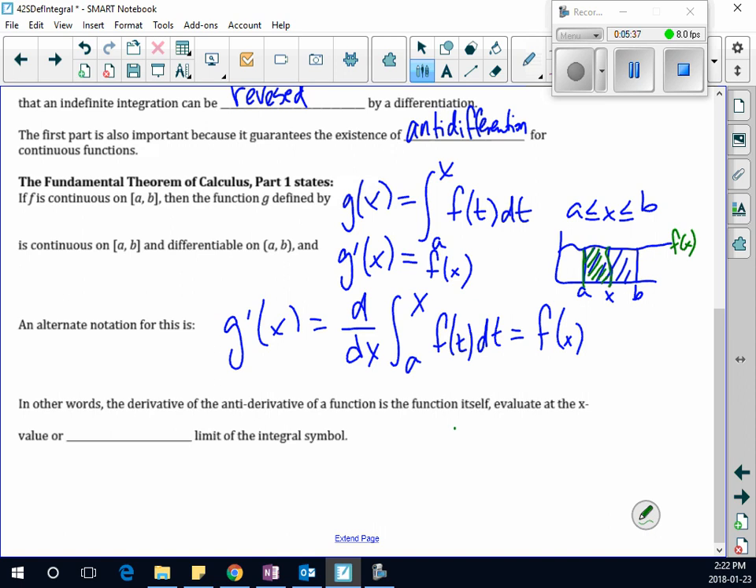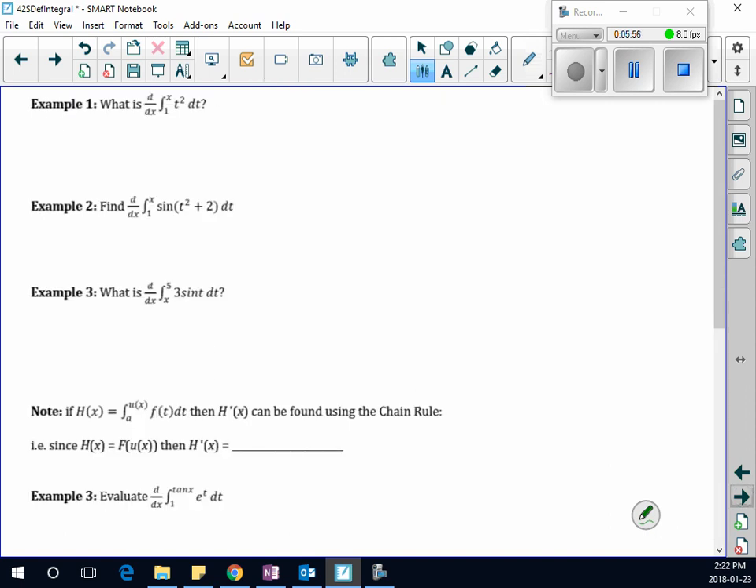Anyways, in other words, the derivative of the antiderivative function is the function itself, evaluated at the x value or upper limit of the integral. So not all the time x is the upper limit. So we have to use our properties to end up doing that. So what's this equal to?